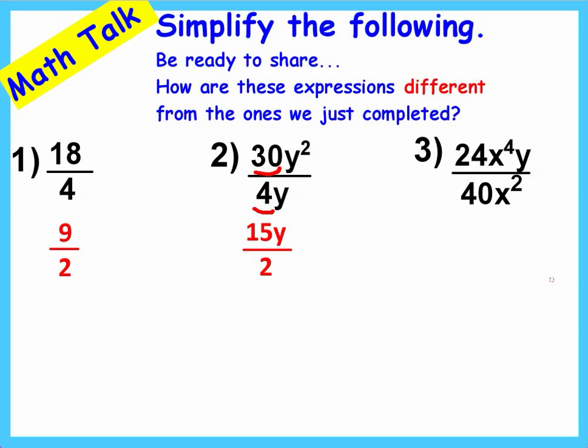Pause if you need more time. Did you figure out what number can be divided out of 24 and 40? You could say 2. You could say 4. You could say 6. Nope, not 6. You could say 8. So 8 is the biggest number that you could divide out of 24 and 40.